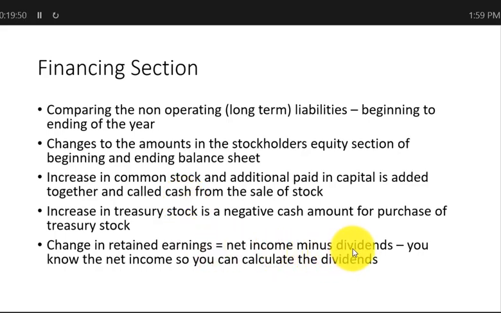Net income minus dividends, right? If you have net income, it makes your retained earnings go up. Dividends makes it go down. You know what the net income is from the income statement. You know the retained earnings at the beginning of the year and retained earnings at the end of the year. So you know what the change in retained earnings is. So if the dividends are not given, you can calculate the dividends by taking the difference between what your net income is and what the change in your retained earnings is. Remember, dividends are always a subtraction for cash in the financing section, always a reduction of cash.